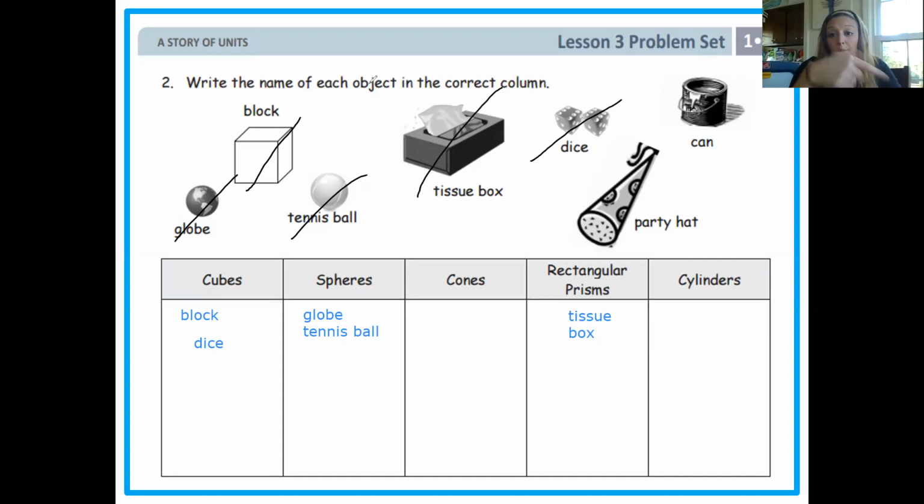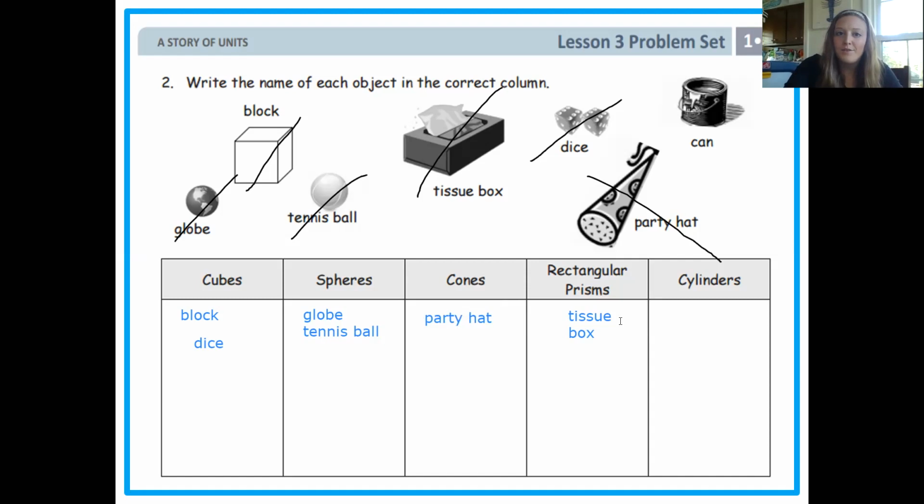Then I have left, oh, party hat. This party hat has a circle on the bottom, one vertice, one point. It is like a cone. I'm going to go ahead and cross it off and put it in my cone spot. Party hat. Alrighty, oops. Let me just make it smaller. Then I'm going to go ahead and go over to my cylinder.